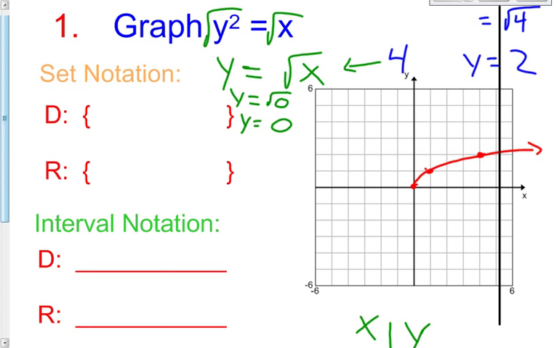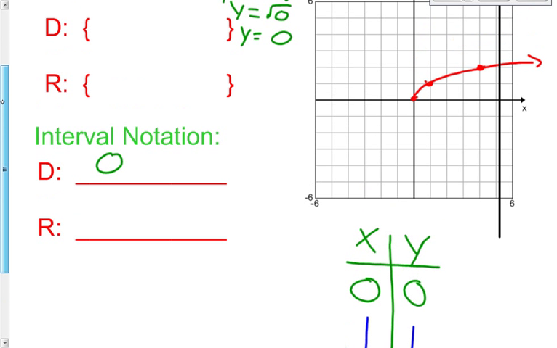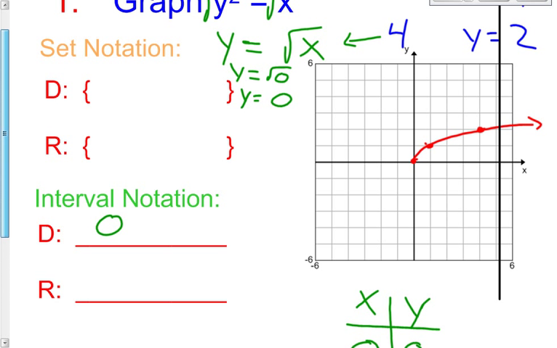So for my interval notation, I start at 0. Now I ask you this question: can I put in 0, or is it just right above 0? I'm asking you, should I put in a parenthesis or should I put in a bracket? It is equal to 0. I can put in a 0 here. I already did. The square root of 0 is 0.